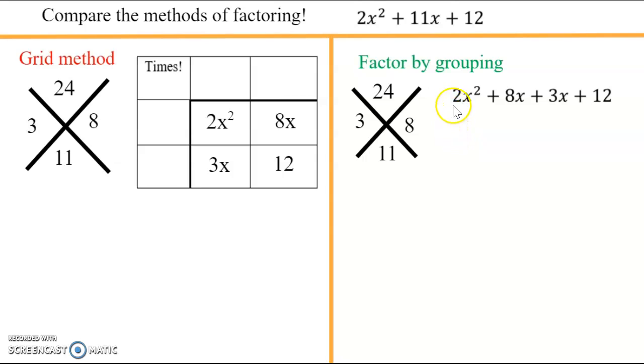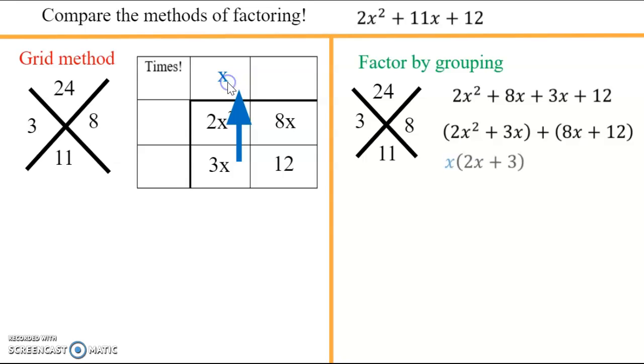Same thing in grouping, right? You are splitting the 11x as 8x plus 3x here as a result of the diamond. And then from here, you put the parenthesis. And then for the area model, you are looking at the first column and finding the x as the common factor here. And in this case, you are looking at 2x squared plus 3x, the first parenthesis, and finding the x as the GCF. So it's basically you're looking for GCF.